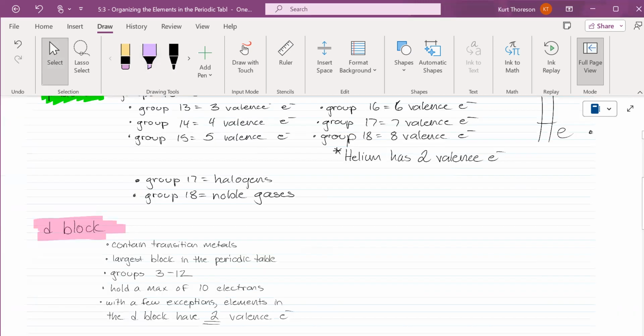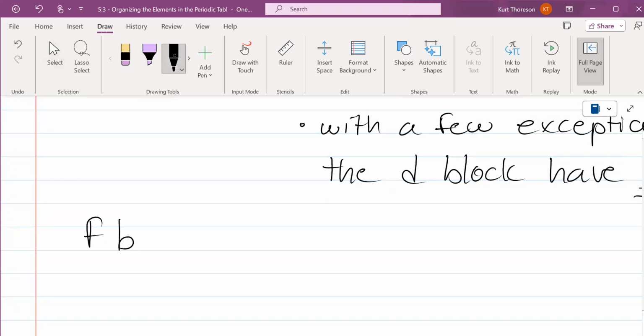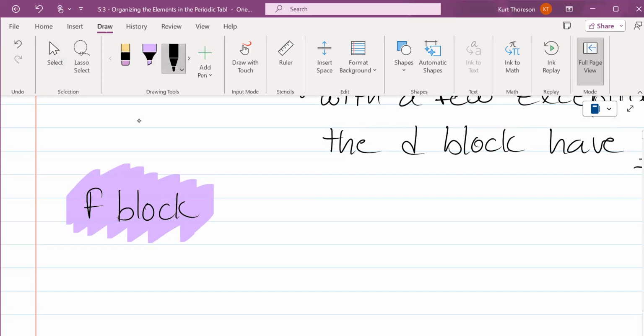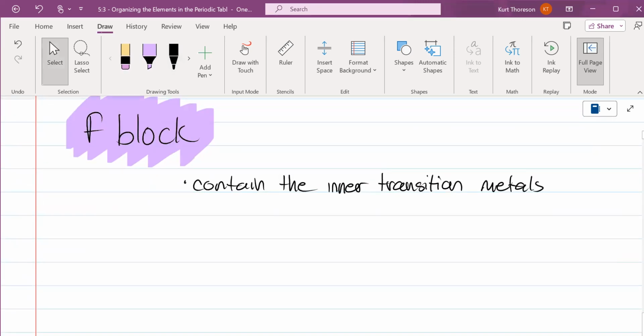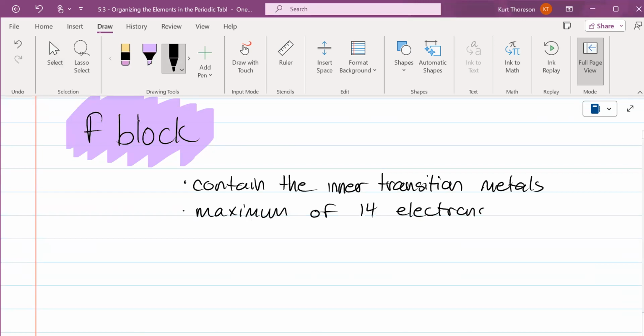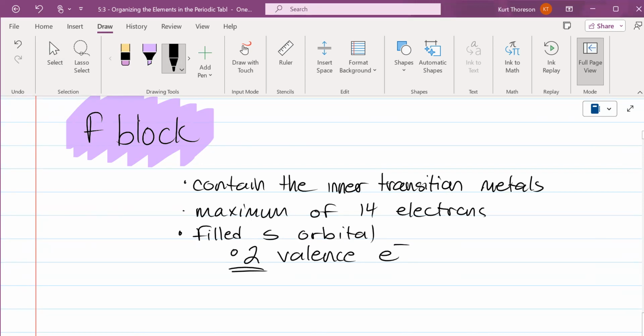Okay. F block. These contain the inner transition metals. They have a maximum of 14 electrons. Notice I did not say valence. There's 14 columns, so there's 14 electrons there. They have a filled s orbital. So if their s orbital is filled, what's the maximum number of valence electrons they have? 2. They have 2 valence electrons. We'll do a couple of those to explain this to you all.